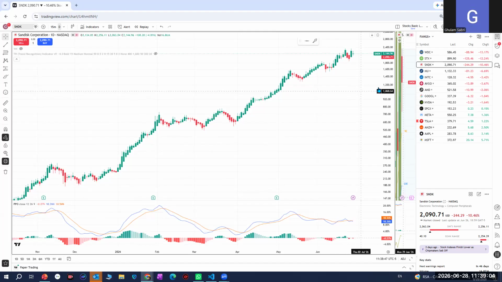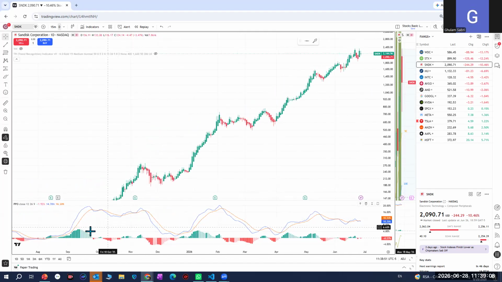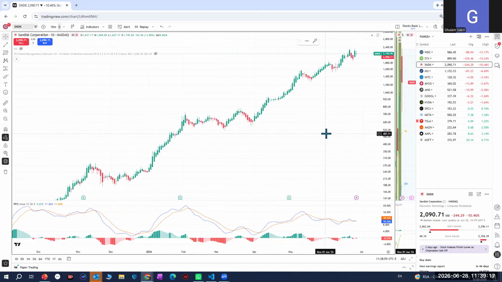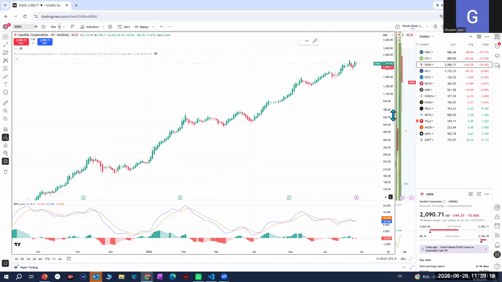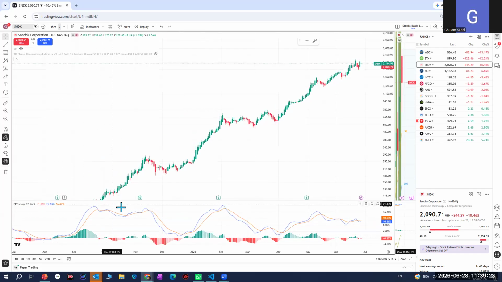So Sandisk, on the daily chart, for a long time, in fact starting from last August, does not have a PPO reset. And that tells you how rapidly it has advanced and how well it has advanced. Normally, stocks do not maintain this kind of PPO rise for such a long period.